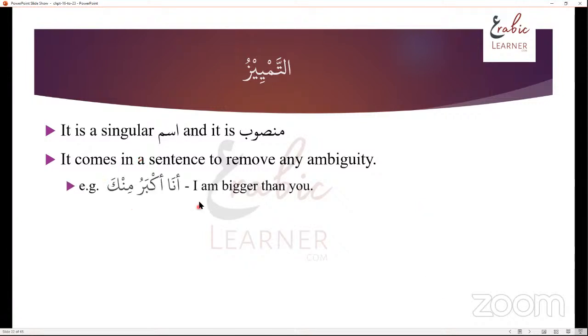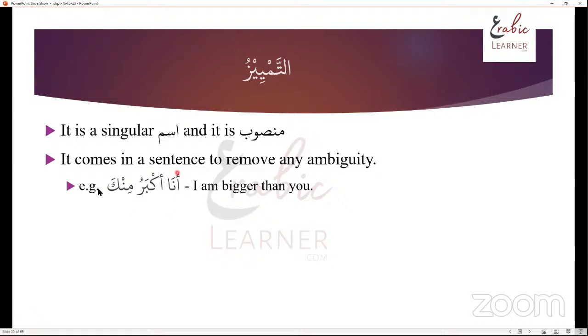So for example, there is a sentence called Ana akbaru minka. Ana akbaru means I am bigger. Now you have not learned the comparative and the superlative. Inshallah, it will be taught to you later, but you can know the meaning of this. Akbaru means bigger. Okay. Ana akbaru minka, then minka means from you, I'm compared to you, I'm big.